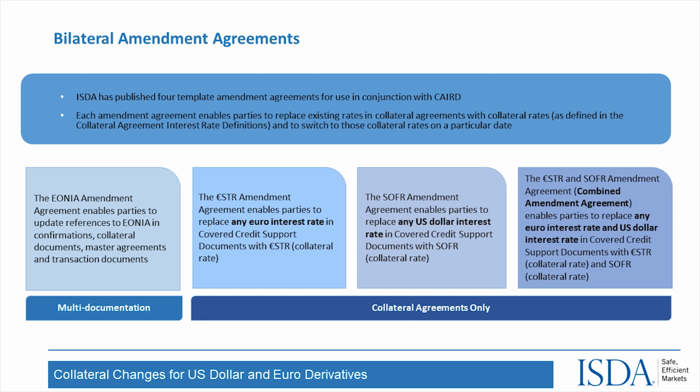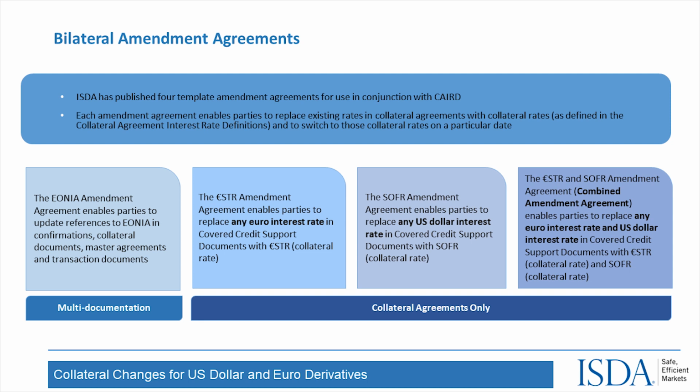The other 3 amendment agreements are all short form agreements. They are all shorter than the Ionia Amendment Agreement, and they only cover collateral agreements. They only enable parties to amend interest rates in collateral agreements. The first of these is the ISDA Amendment Agreement, enabling parties to replace any euro interest rate with ISDA collateral rate as defined in the CARDS.